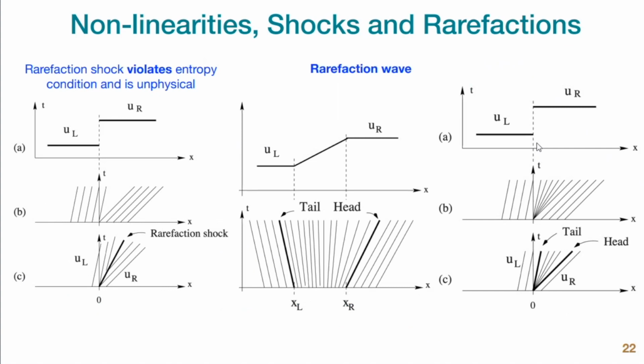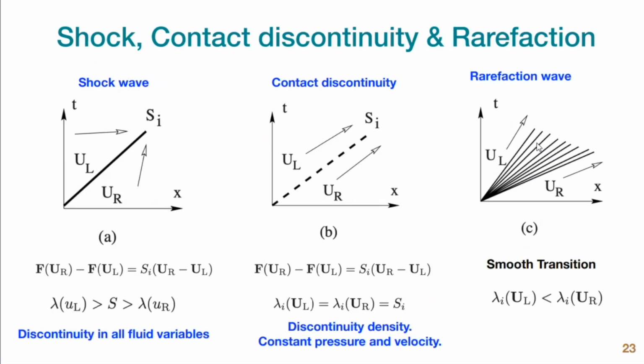Rarefaction, in the same way, the eigenvectors of the left have similar values, so the divergence. Okay, so these are the standard criteria for a shock wave, a contact discontinuity, or a rarefaction wave. Why am I talking about this?